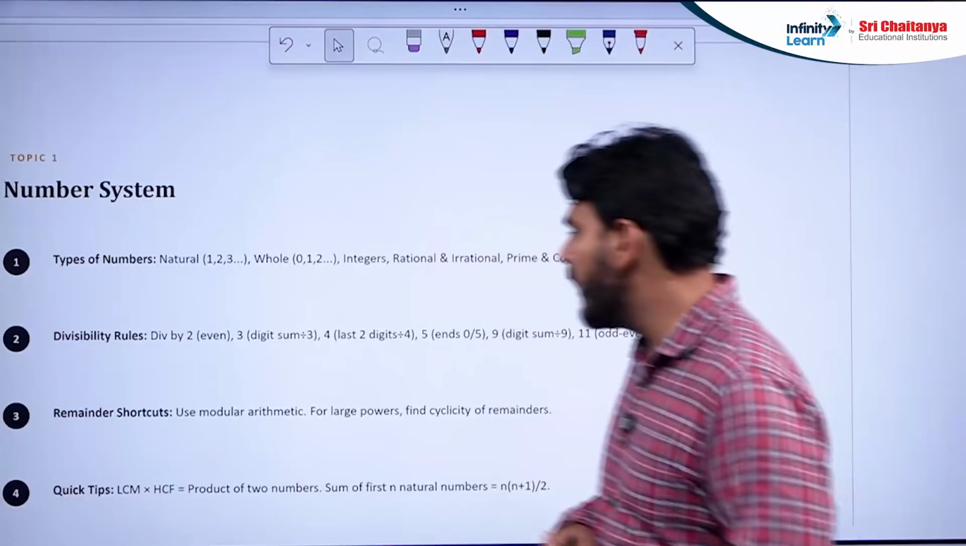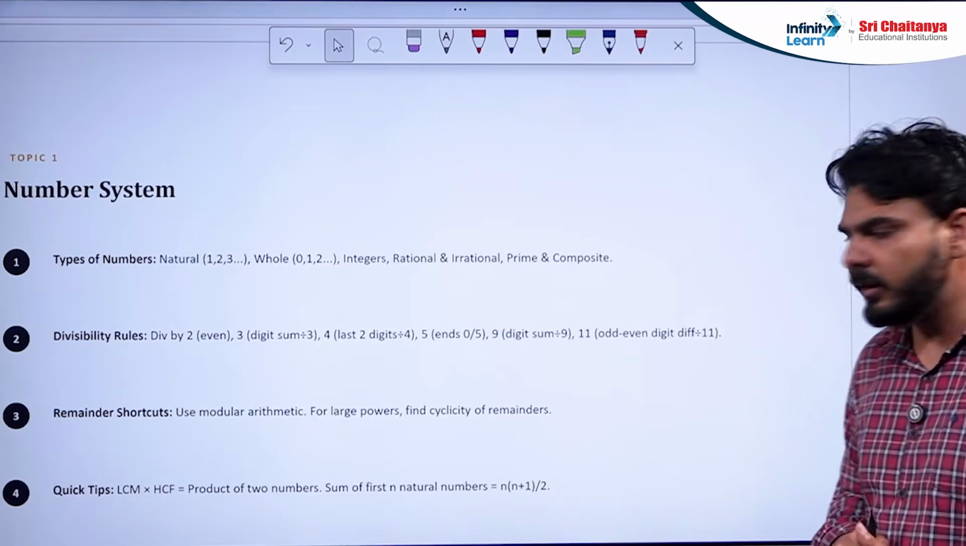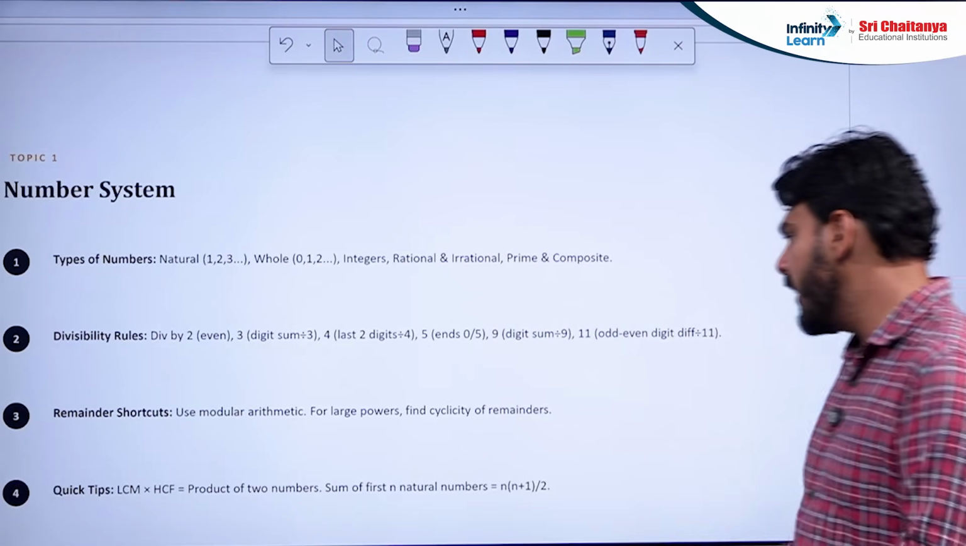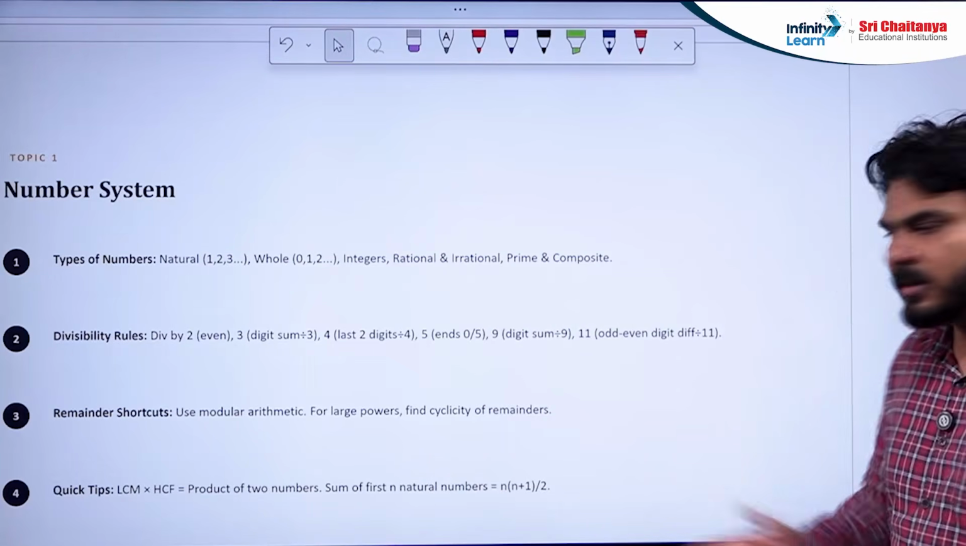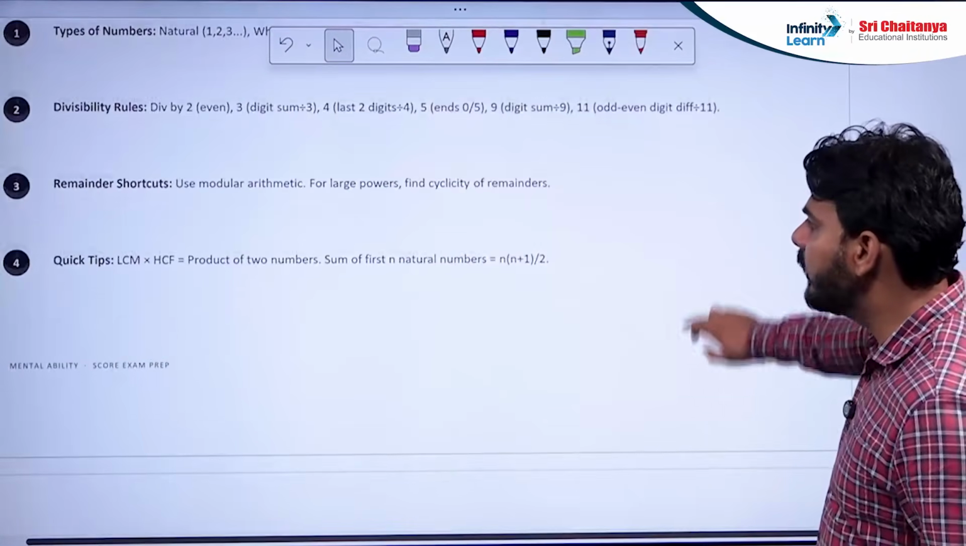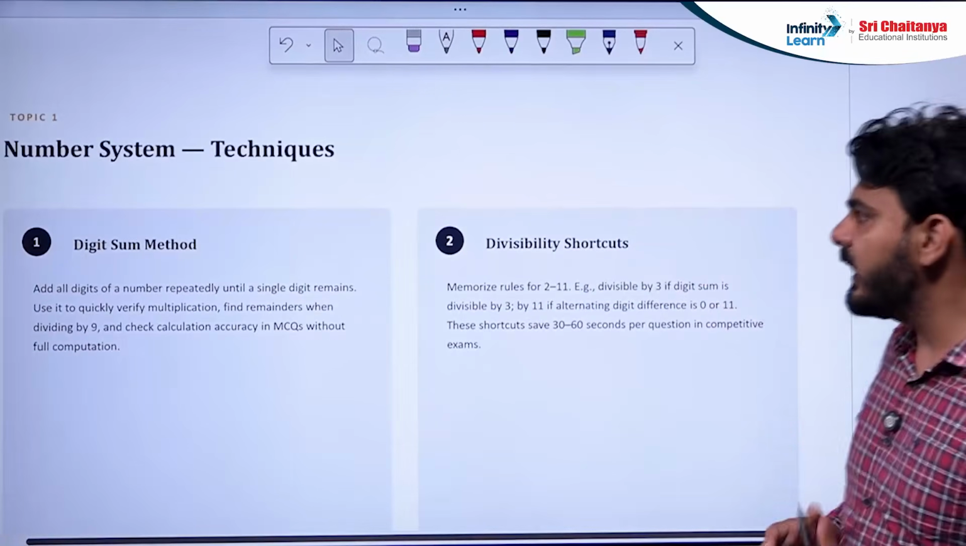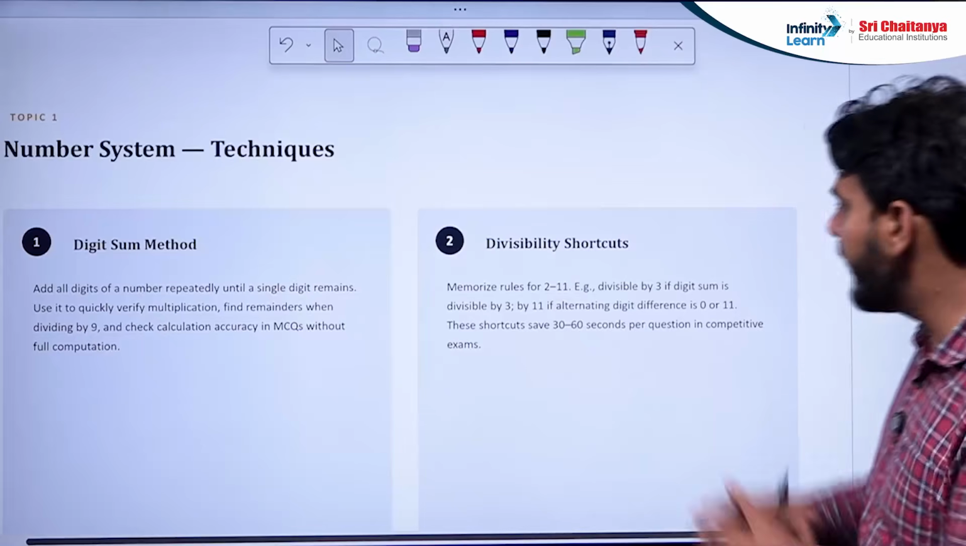You have already studied this formula in class 10th, in your first chapter, number system: LCM times HCF is equal to the product of two numbers. And this is the sum of the first natural numbers. These formulas you are seeing here, we will be touching in detail also. Then number system techniques, which we will also study, but let me tell you in brief.